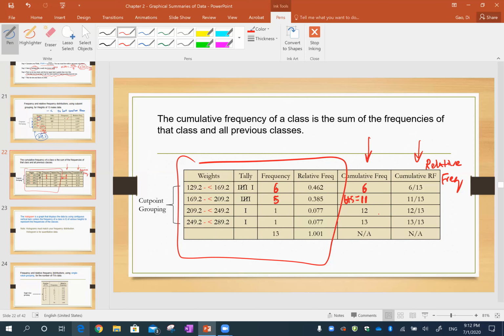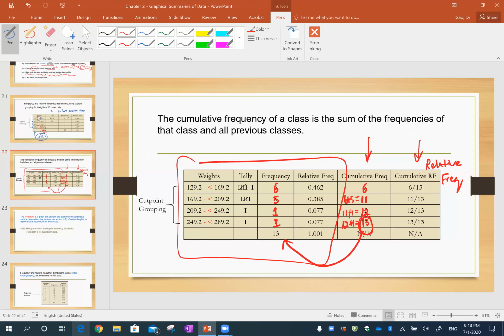Same thing for the third one. From here, we have 1 new count for the third class. So we use the previous 11 plus the 1 for the third class, and we got 12. And then for the fourth, up to the fourth, we have 12 plus 1, which equals 13. So cumulative frequency is just the frequency up to this level. And always the cumulative frequency for the very last class is the total. So this 13 is going to be the same as the total count.